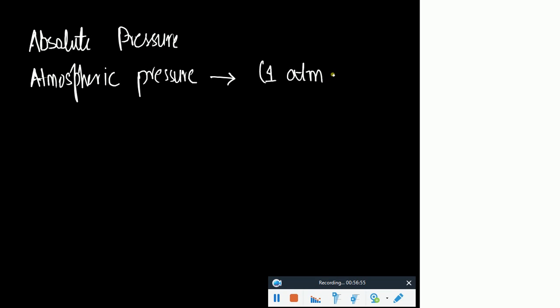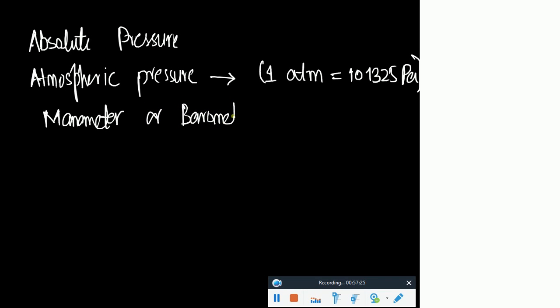You know, it is also written as what? How many pascals? Okay, 101,325 pascals or Newton per meter square, right? That's what you can see. So anyways, this is atmospheric pressure. Now to measure pressure, simplest techniques would be related to manometer or barometer. Manometer or barometer.